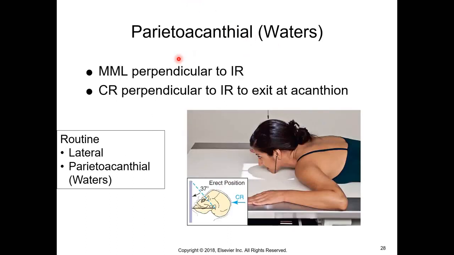This is the parieto-acanthial or Waters, which if you think about it, it's head above water. So when you're swimming in the water, you would position just like you would keep your head above the water. For this one, it's really important that your mento-meatal line is perpendicular to the image receptor. It's going to exit through the acanthion. And the other big thing, excuse me, I'm choking, to remember is that the OML or orbital meatal line, so your orbital meatal line here forms a 37-degree angle to the image receptor.